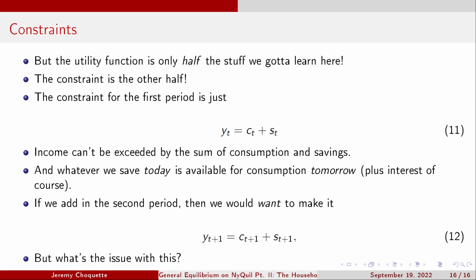I'll leave it here. I'll let you think about what the issue could be. Remember, 2-period model. So this equation 11 is the constraint for the first period. This is the constraint for the second period. So think about what that issue is. I'll leave it here. And in the next video, we can go over what the issue actually is.